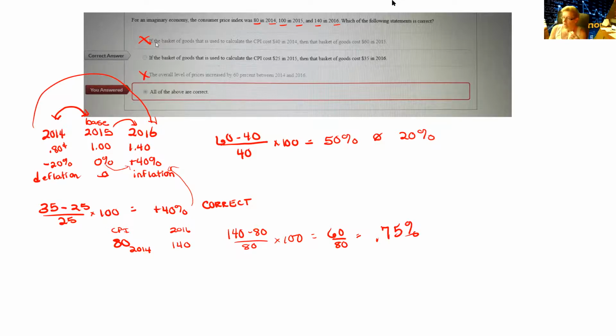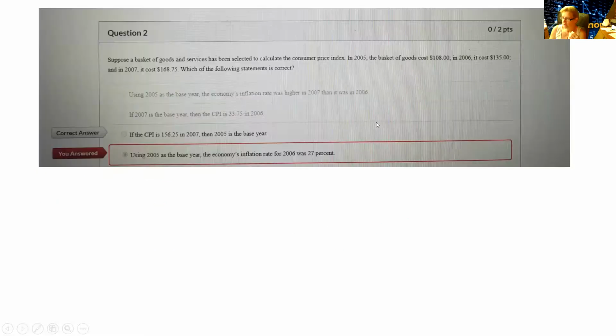Okay, so now let's move on to B. I actually could do all of it on the same slide. I didn't know I could. In B, suppose the basket of goods selected for the consumer price index in 2005 cost $108, $135, and $168.75. Because all of them start with the 100, you can really use that as a proxy for how prices increase.